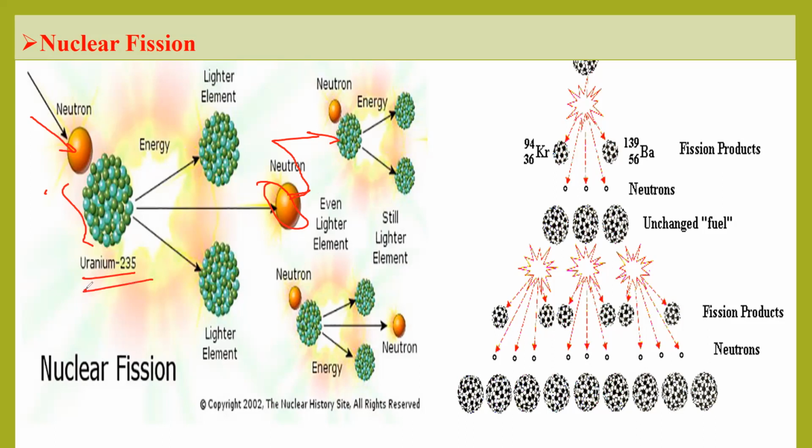So this is uranium-235. It gives two lighter elements. Neutron is released. This neutron again bombards the heavy nucleus, and it again gives two lighter elements, and this process is continuous. So this is the nuclear fission.